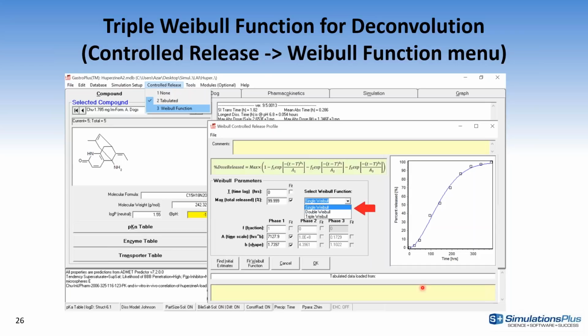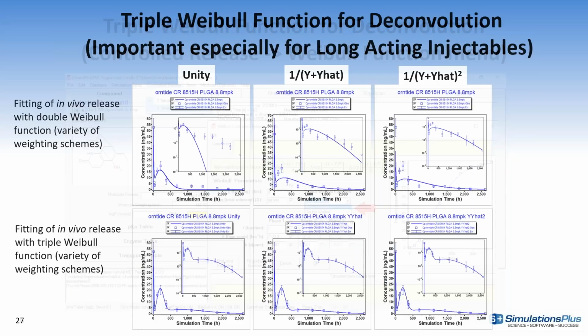But with the long-acting injections, subcutaneous, intramuscular, and so on, which are releasing the compounds over several weeks or months, the double Weibull just wasn't sufficient. And this is showing example of one of the formulations. This was PLGA administration of OnTide.